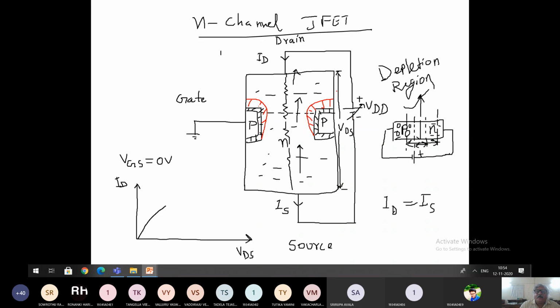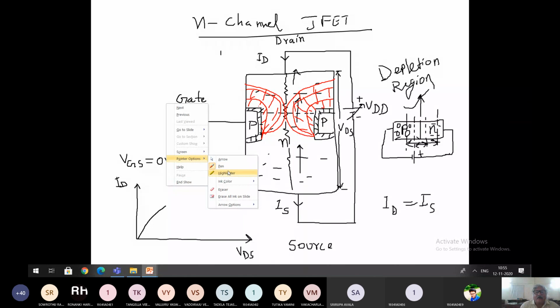And if you further increase VDD, then this depletion region will further increase like this, right? If you are increasing VDD, it will further increase like this. Okay, like this. And you further increase, then this depletion region will further increase. It will increase further, right? So in this way, what will happen? A point will come when these two depletion regions will be almost touching each other. Almost touching each other.